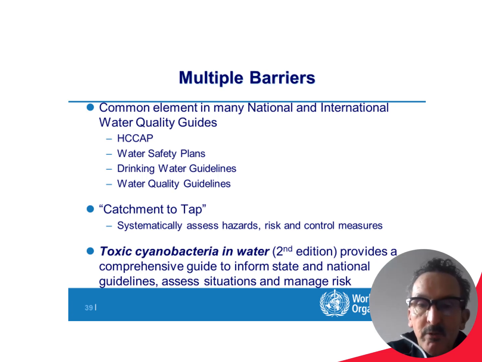Actually, this notion of multiple barriers comes from food production. In food production, they speak about safety from farm to fork. So at every level in this food production chain, you should have barriers that prevent people from being exposed to toxic substances in their food.